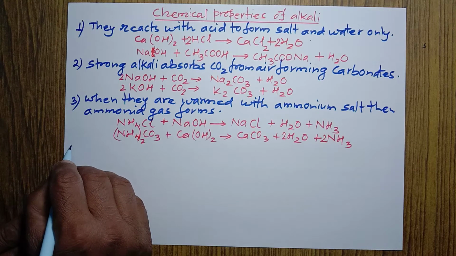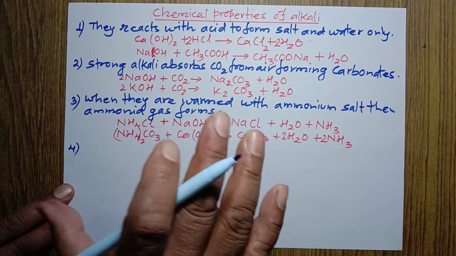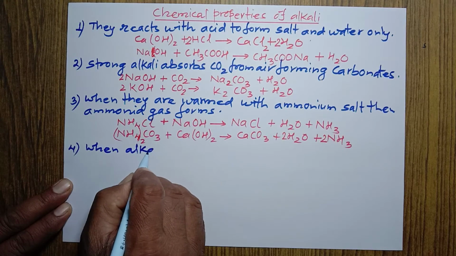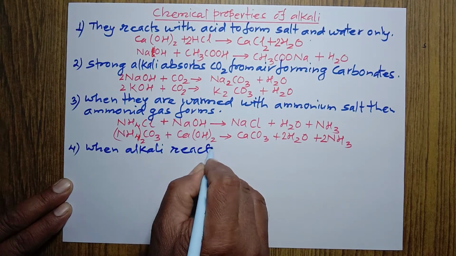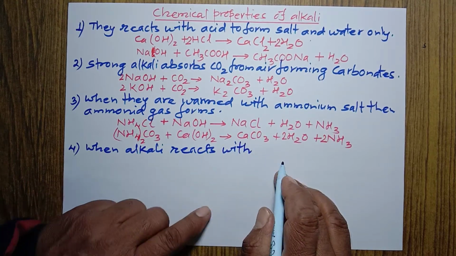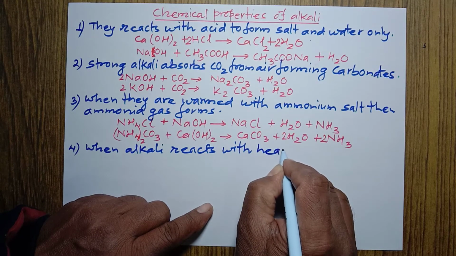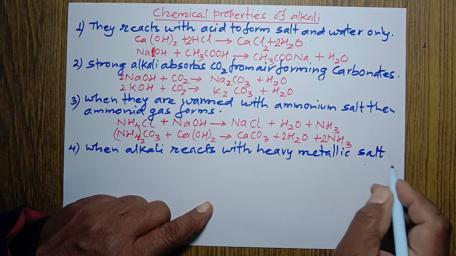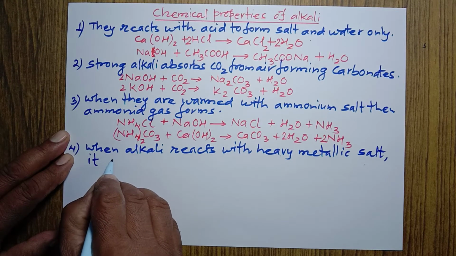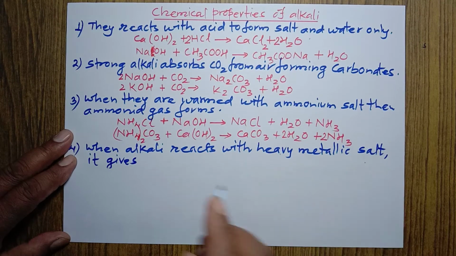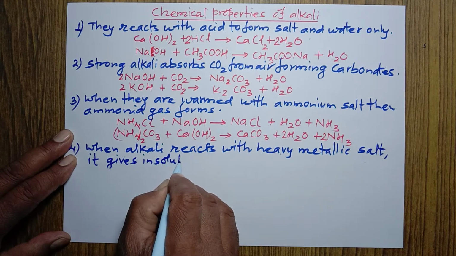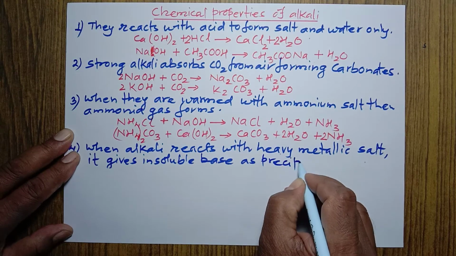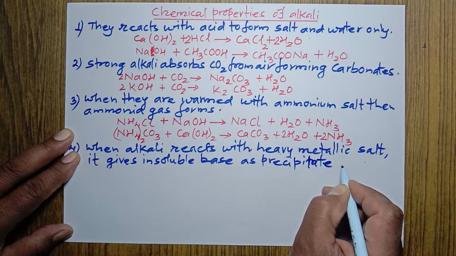Now let's talk about another one also. When alkali reacts with heavy metallic salt, it gives insoluble base as precipitate. Precipitate means it is also insoluble.